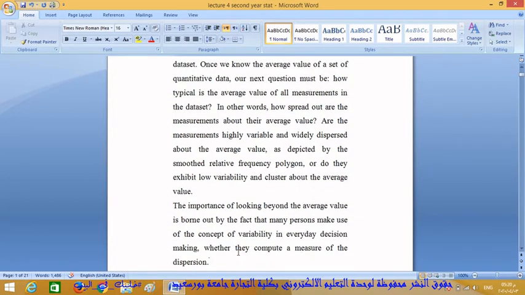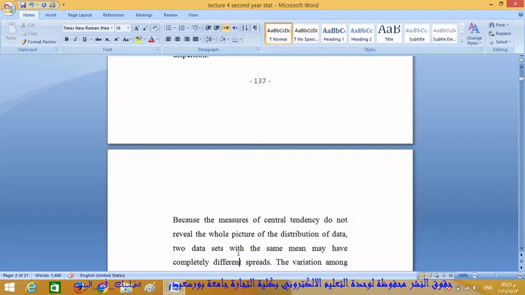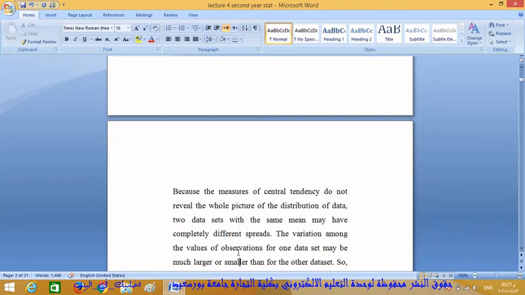The importance of looking beyond the average value is borne out by the fact that many persons make use of the concept of variability in everyday decision making, whether or not they compute a measure of dispersion or spread. Because the measures of central tendency don't reveal the whole picture of the distribution of a dataset. Two datasets with the same mean may have completely different spreads. You see, the variation among the values of observations for one dataset may be much larger or smaller than for the other dataset.